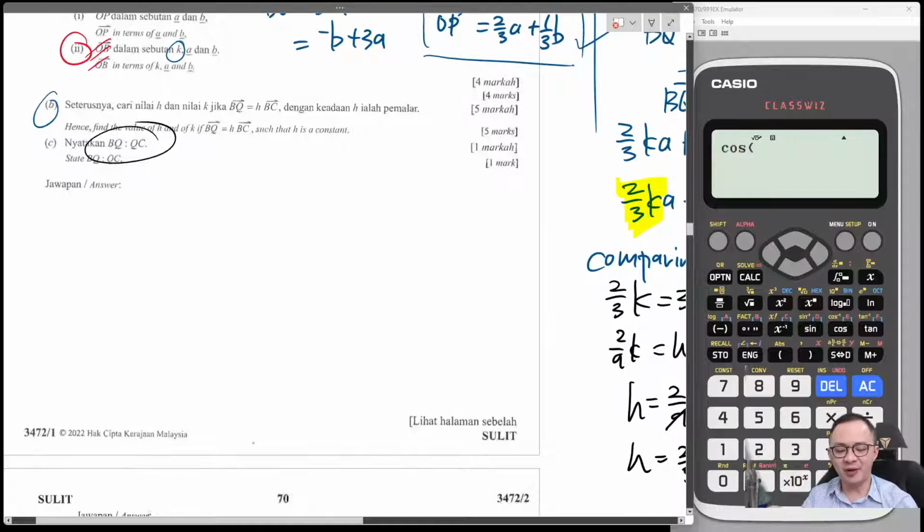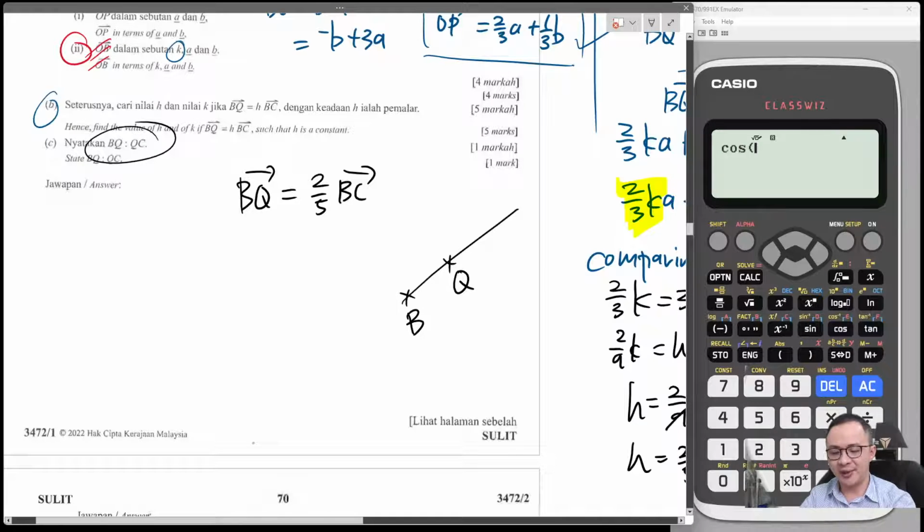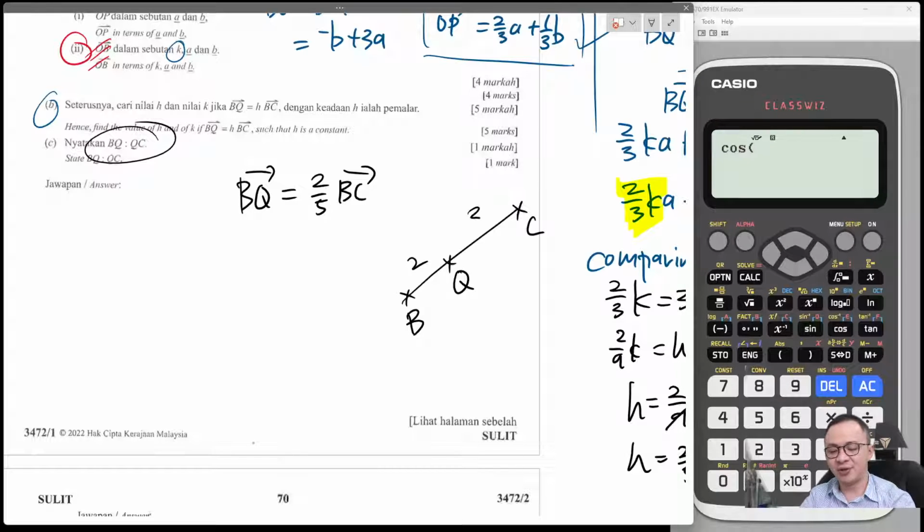Since we already found the h, we will substitute back into the BQ equation. This is 2 over 5 BC, and this 2 over 5 is from the h answer just now. So imagine, let's say this is my B, this is my Q, this is my C. B to Q is 2, B to C is 5, so this one will be 3, isn't it? This is how we get this thing. If you still cannot see this one, you just make it into a fraction, and then you make it into a ratio. Then you know why I say Q to C is 3.